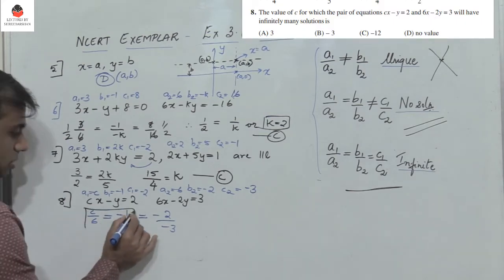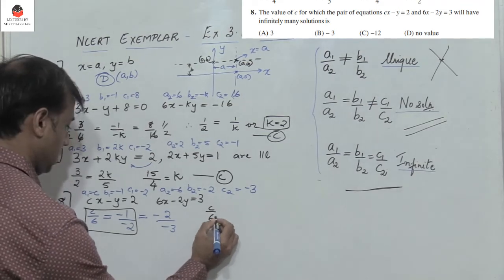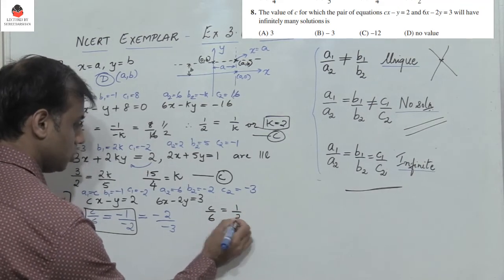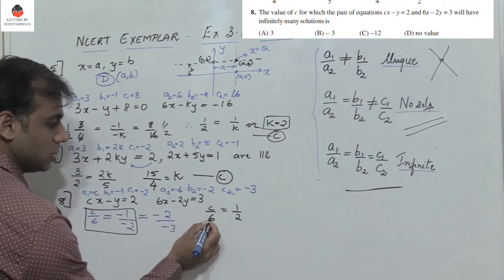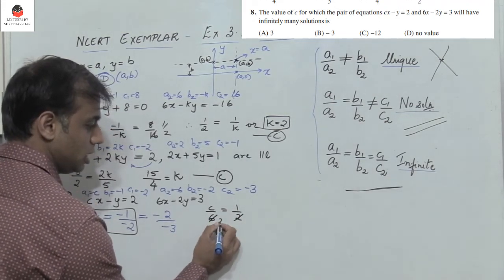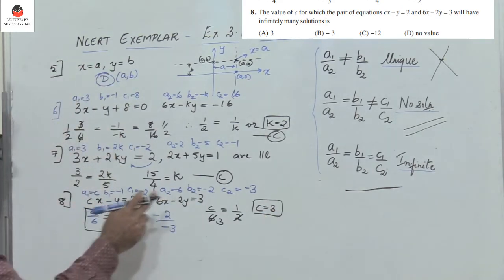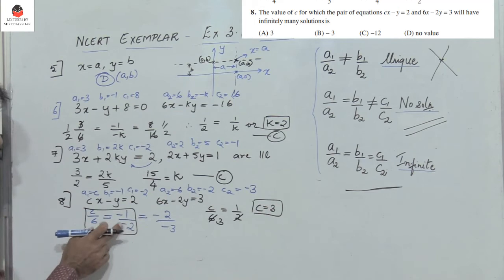Now consider these. Let me consider C by 6 equals 1 by 2. So minus minus gets cancelled. I take 6 to the other side, or I can cancel 2 3s are, so C equals 3. So C can have a value 3 if I consider these two ratios.